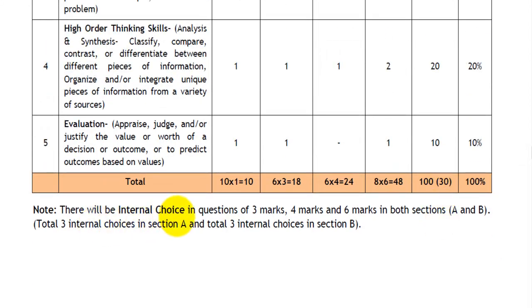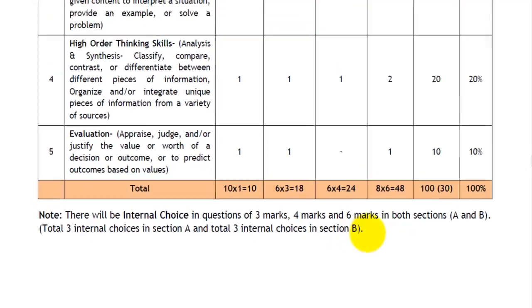There will be internal choice in questions of 3 marks, 4 marks and 6 marks in both Sections A and B. So in all there will be 3 internal choices in Section A and 3 internal choices in Section B.